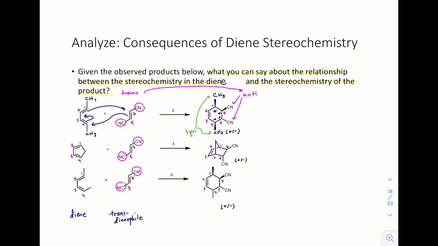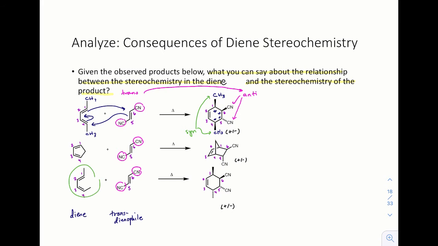So right now we're thinking about two relationships. The relationship between the substituents in the diene, like what is their relationship to each other in the starting material and the product. And then separately from that, the electron withdrawing groups, what are their relationships to each other? So we're not at this point thinking about how the substituents on the diene relate to the dienophile. We'll get there, but we're just thinking about how the substituents on the diene relate to themselves, and then how the substituents on the dienophile relate to each other as well in the product.